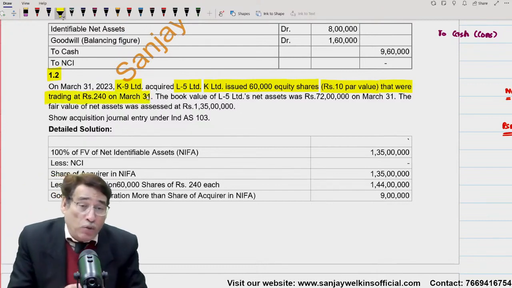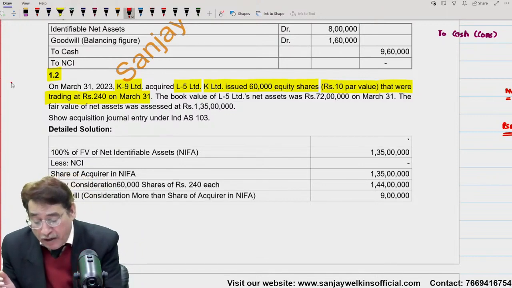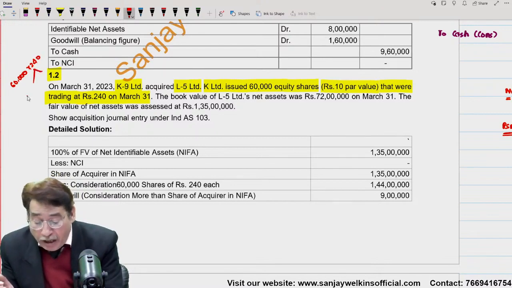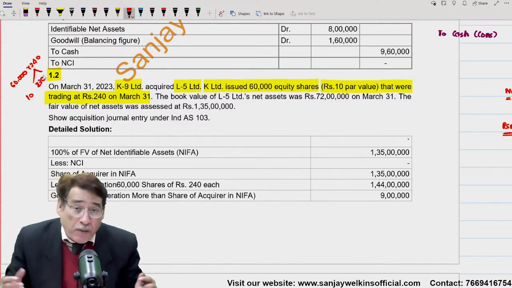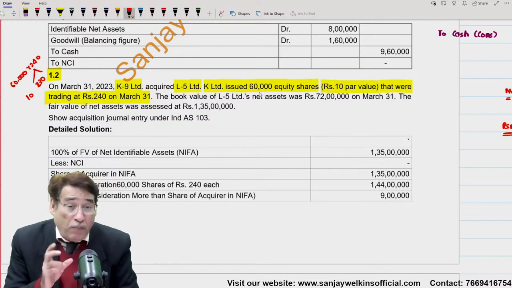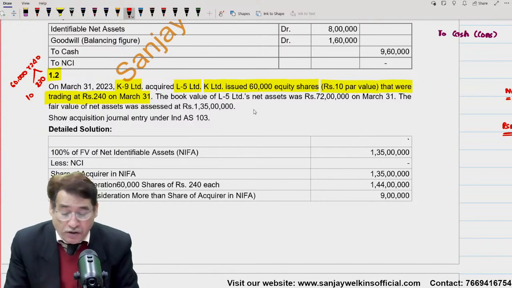That means you are issuing 60,000 shares. In this particular case, we are issuing 60,000 shares at the rate of 240 indirectly. Is it clear to you? Because the par value is given as 10, quite obviously it means 230 is the premium, a very high premium. Anyway, the point you need to note is that your consideration amount will be equal to 60,000 into 240. Is it clear to you or not?